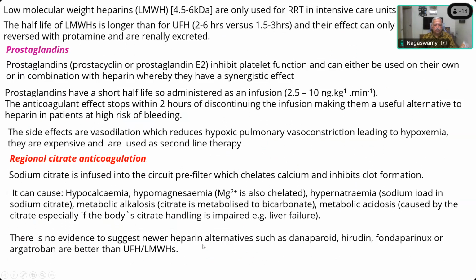There is no evidence to suggest that any new heparin alternatives like danaparoid, hirudin, fondaparinux or argatroban are better than this. So conventionally, we have been using only heparin as an anticoagulant before the blood enters the filter. And we should give adequate time for it to act so that the blood will be anticoagulated.